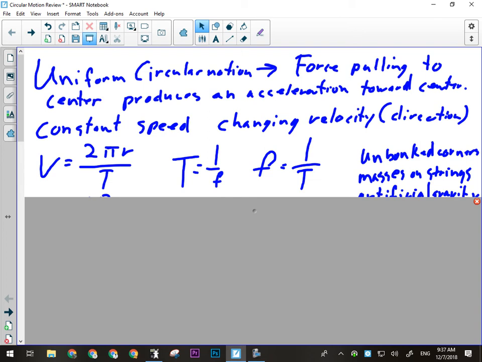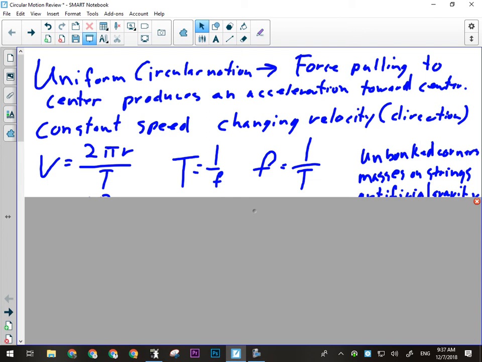All right, we talked about unbanked corners. We talked about masses on strings. We talked about like artificial gravity. All of that stuff was all examples of uniform circular motion, right? So any problems that we solved in class, you can expect to have to solve on the test.